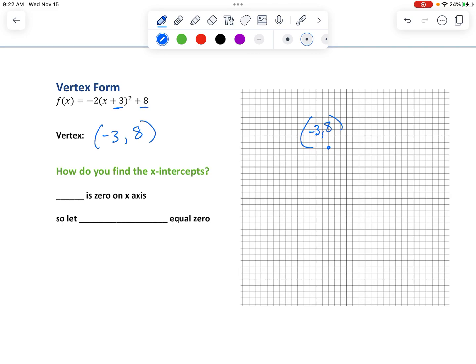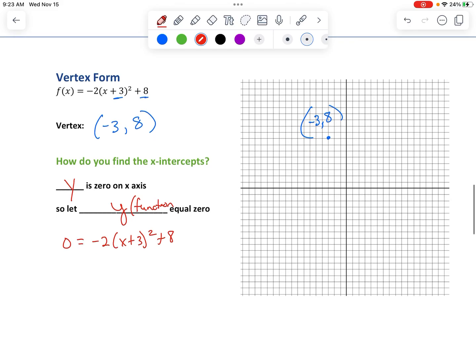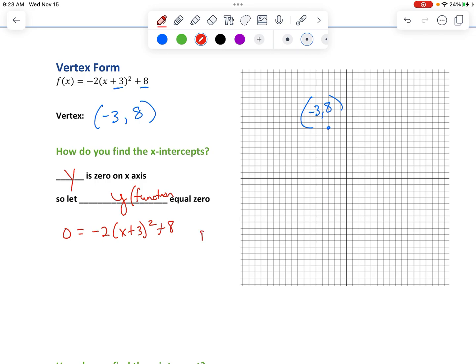All right, x-intercepts. When we're looking for our x-intercepts, we're looking for when our y value is 0 on the x-axis. So we're going to let y equal 0, our function here. So we're going to say 0 equals -2(x + 3)² + 8. We're going to solve for this. Now I don't have these factors. I can't set individual factors because I have this plus 8 here at the end. So I'm just going to take my order of operations and solve this.